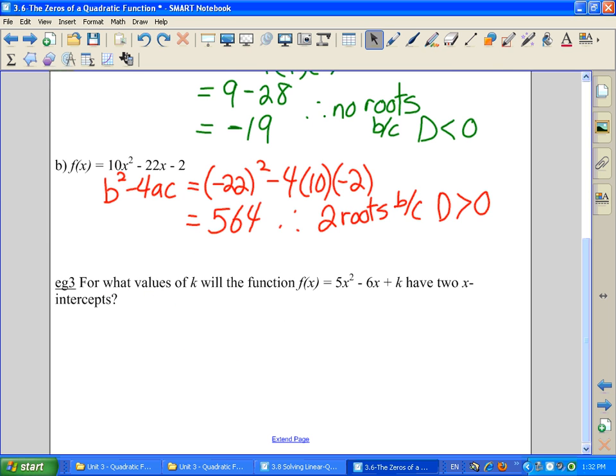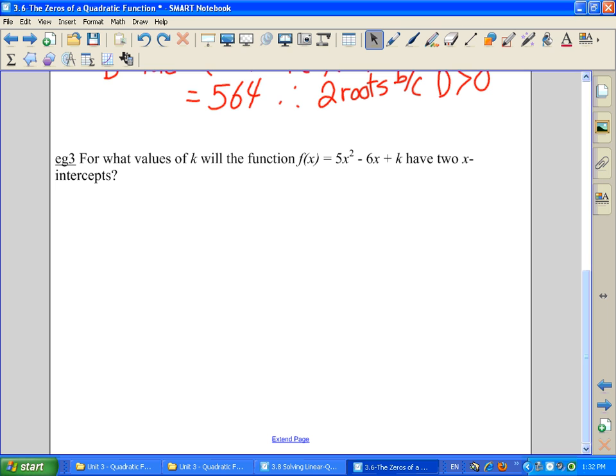All right. Now we're going to make it a little harder. Are you ready? Here we go. This question's different than that one. So it says, for what values of k, which we're introducing just a new variable that we're going to find, will the function f of x, 5x squared minus 6x plus k, have 2 x-intercepts. So as soon as we know we have 2 intercepts, that means we can use our discriminant.